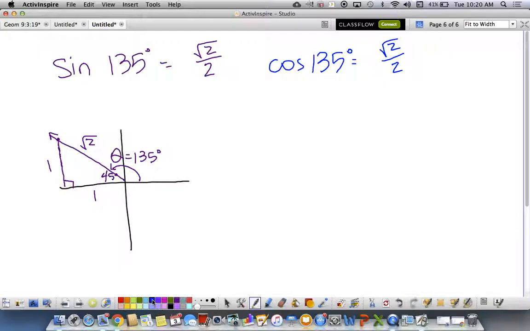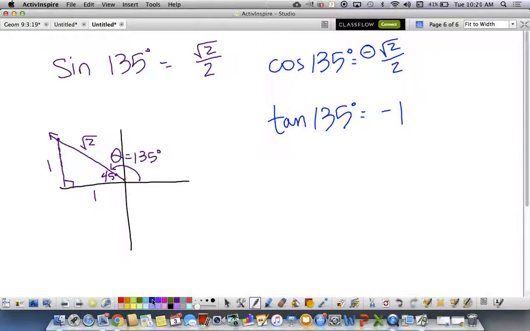What quadrant are we in with 135 degrees? It is negative. It was a trick question, because they should be the same magnitude. But you have to now think, what quadrant am I in? Because the last time, they were all positive, because they were all in the first quadrant. What about tangent of 135? Negative 1.